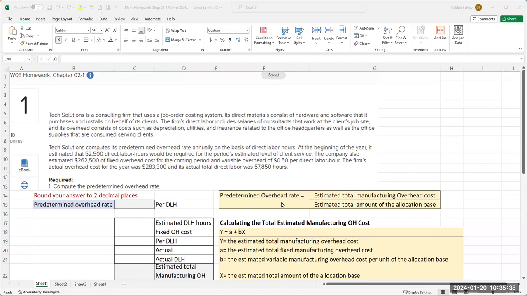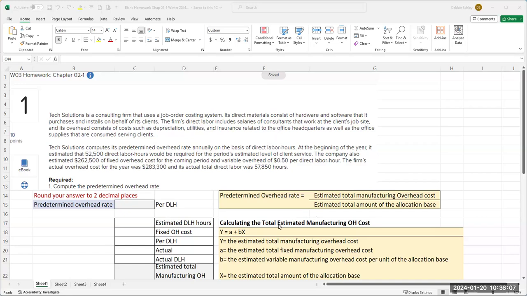and just real quick, we're getting into predetermined overhead rate, which the formula for that is estimated total manufacturing overhead cost divided by estimated total amount of the allocation base. The allocation base is usually direct labor hours or machine hours. It's whatever they're basing their costing system on.